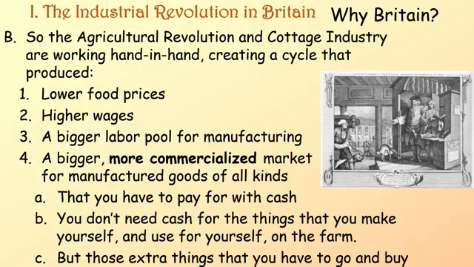So the agricultural revolution and cottage industry were working hand in hand and creating a cycle that produced several things. Number one, lower food prices, because there's more food. Number two, higher wages. Number three, a bigger labor pool for manufacturing, because not everybody's farming anymore. Number four, a bigger, more commercialized market for manufactured goods of all kinds. And these are manufactured goods that you have to pay for with cash. You don't need cash for the things that you make yourself, that you use for yourself on the farm. But those extra things that you have to go out and buy, you need cash for those.